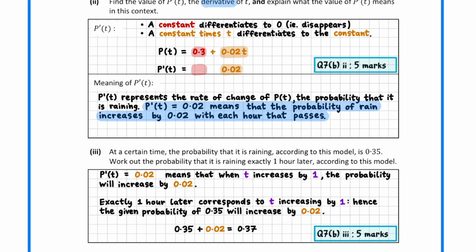In part 3, we are told that at a certain time there's a 0.35 probability that it is raining. We need to find the probability that it's raining 1 hour later. Well, in the previous part, we found that the probability of rain increases by 0.02 with each hour that passes. So the answer is 0.35 plus 0.02, which is 0.37.